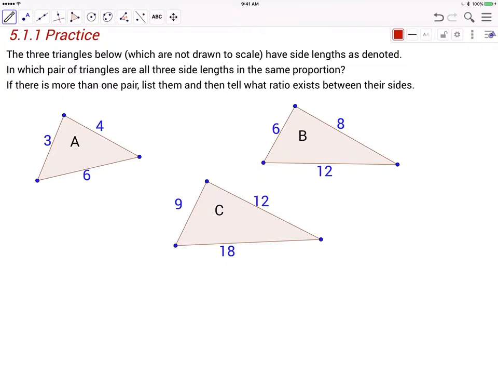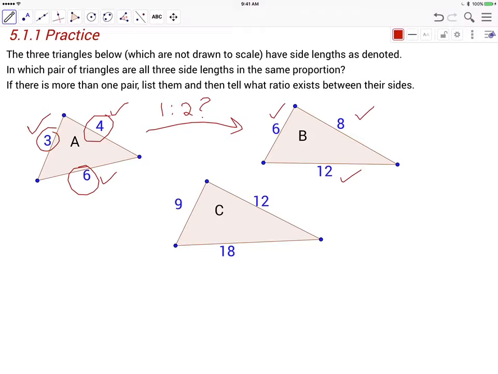Sorry for the delay. If I'm looking at triangle A, I've got a 3, a 4, and a 6. And maybe I'm just going to look right over here and ask myself, 3 and 6 relate on a 1 to 2. And then the question is, are the other sides in the same relationship? Is this a 1 to 2 relationship? Well, 3 and 6, definitely. 4 and 8, definitely. 1 to 2, 6 and 12, definitely. So right away, A and B, their sides relate on a 1 to 2 ratio.